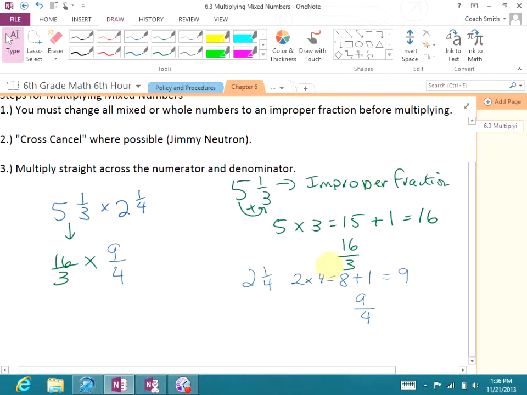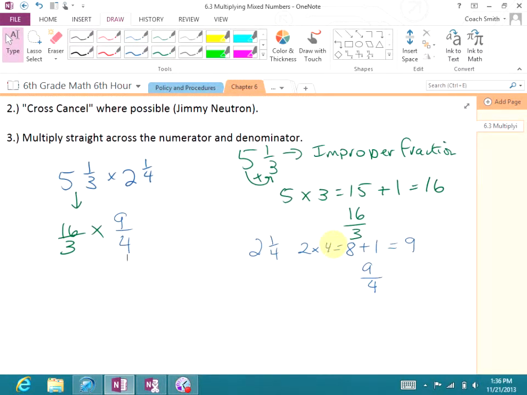Okay, now the next step, number 2, is cross-canceling. Cross-canceling is where you look at the top number of one fraction and the bottom number of the other fraction, and we check to see if there is a common factor between the two numbers. So is there a common factor between 9 and 3? And what is that? 3. So 3 goes into 3 one time. 3 goes into 9 3 times.